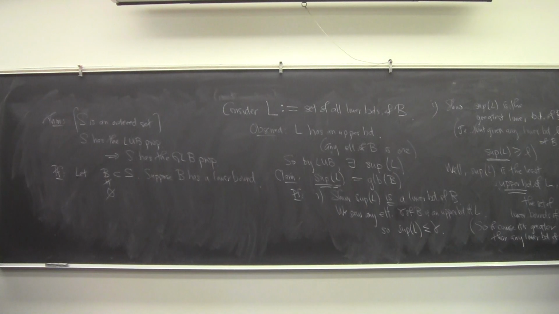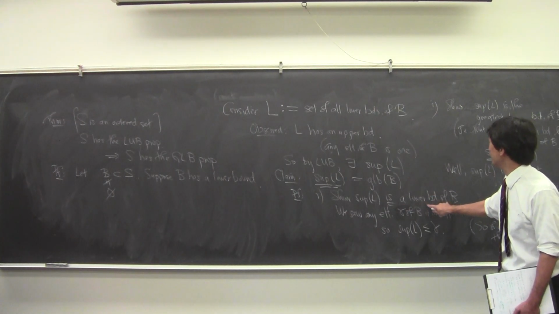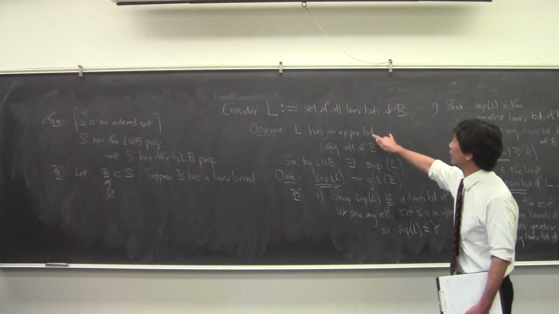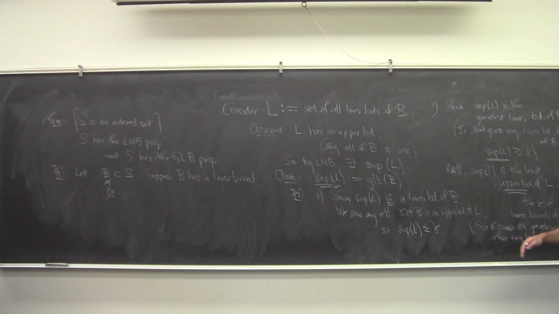Oh, yes, Max. Going back to the first part of the proof, we proved that it is a lower bound. What happens if the supremum of L isn't an element of L? Because it seems like then that proof falls apart. We're showing that it is an element of L. We're showing that the supremum of L is a lower bound of B, and so it belongs to L. That's what we're showing. Got it.